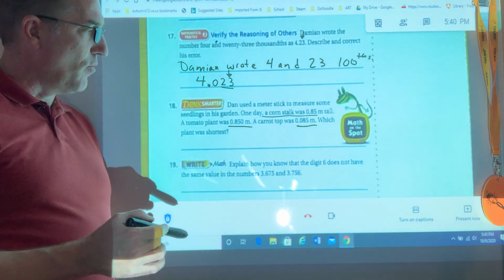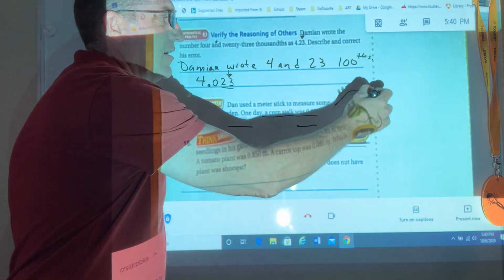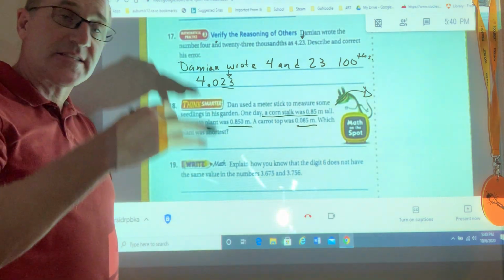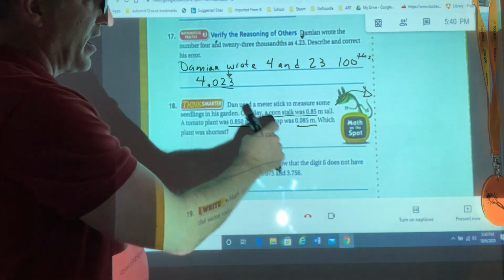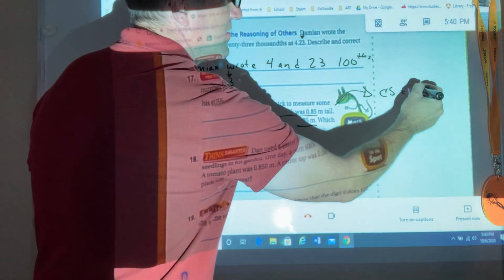So which plant was the shortest? Whenever you see something like this, write them out, okay? And look at them next to each other. So what I'm gonna do is I'm gonna go, okay, I got corn stalk. That is 0 and 85 hundredths. 0.85. Okay, cool.